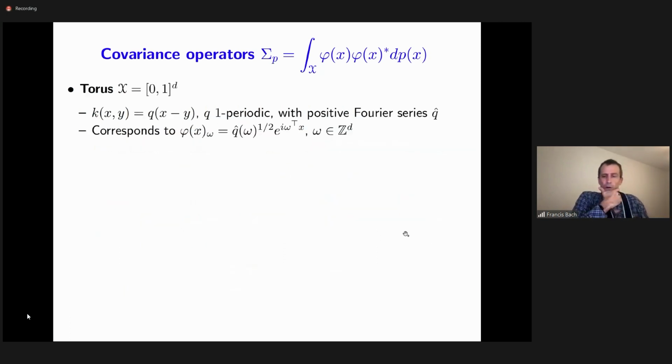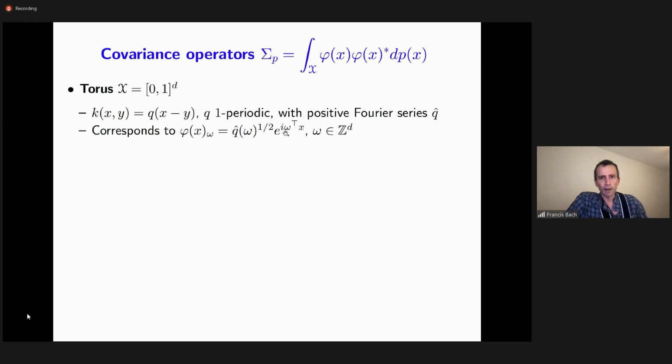So let's give some other concrete examples, and this is the one which is my main motivation because everything is easy for this one. If you take the cube, the torus [0,1]^d, and you consider translation invariant kernels, then everything is defined through the Fourier transform. And here, because we're on the torus, it's a Fourier series, indexed by omega having integer values. If you take that kernel, you can see that kernel as phi of x times phi of y for that phi of x. So the feature is indexed by all integer vectors, and this is just a complex exponential.